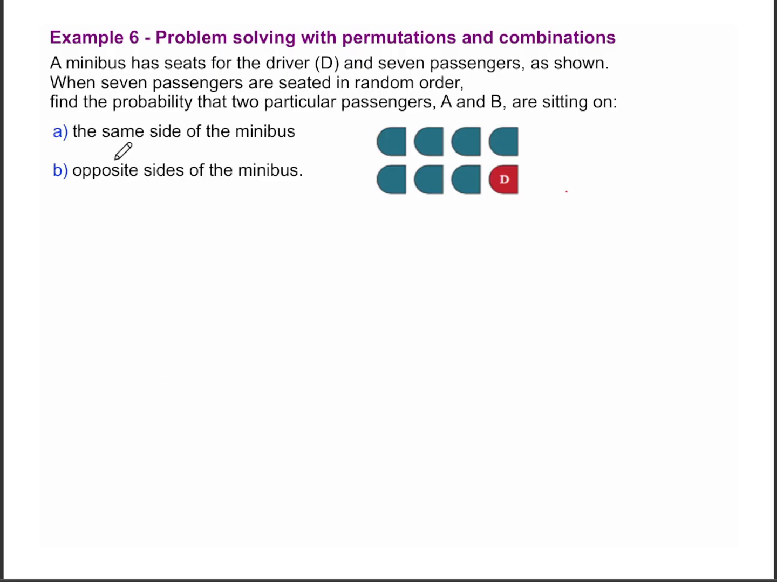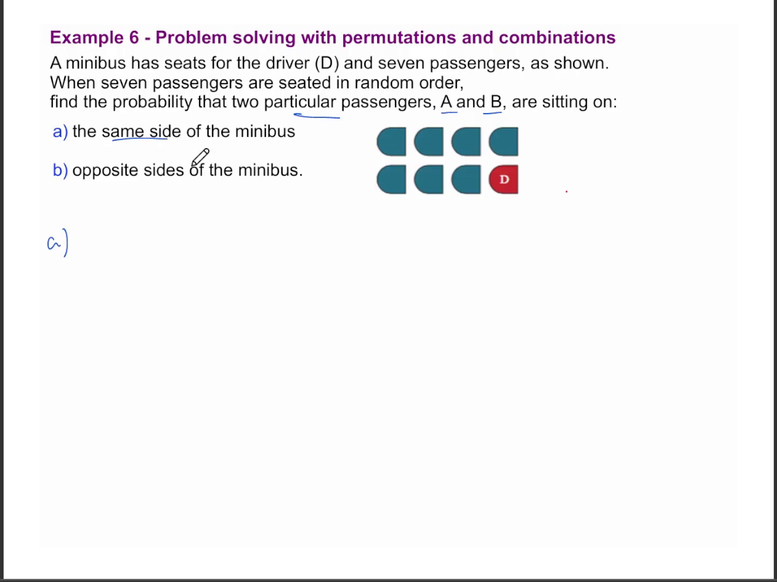We see an example now that says a minibus has seats for the driver and 7 passengers as shown below. When 7 passengers are selected in random order, we have to find the probability that 2 particular passengers, A and B, are sitting on the same side of the minibus for part A, and for part B, opposite sides of the minibus.